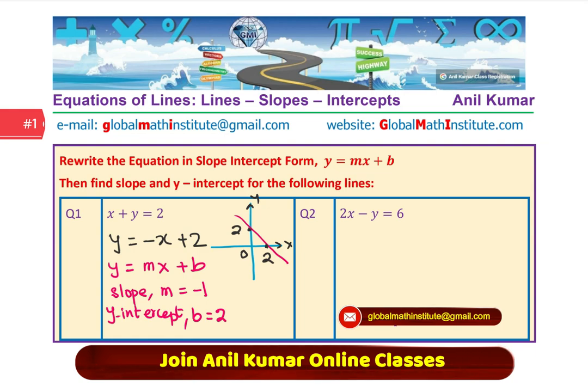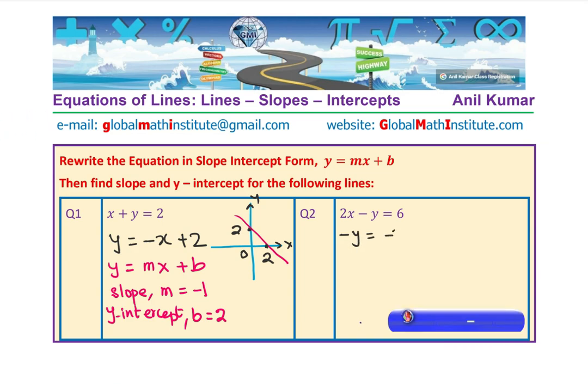Now let's do the next one, which is 2x minus y equals 6. So we do not want 2x here. We'll isolate y. So it is minus y equals minus 2x plus 6. Now we want y equals something, right? So we'll now multiply each term by negative. So we get y equals 2x minus 6. Do you see how simple it is? And now can you tell me what is slope and y-intercept?